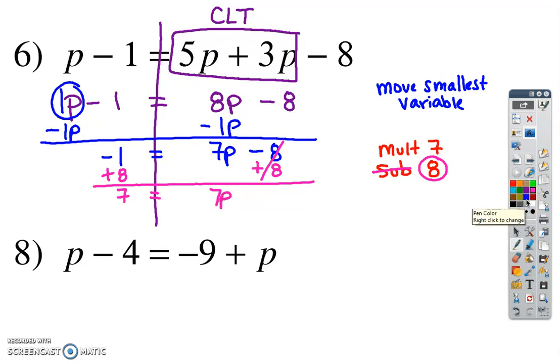And the last step is to divide by 7. So divide by 7 here, cancel it. Divide by 7 here. What's 7 divided by 7? 1. So p equals 1.